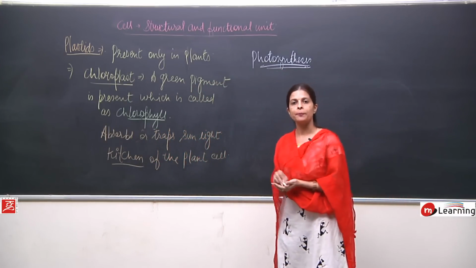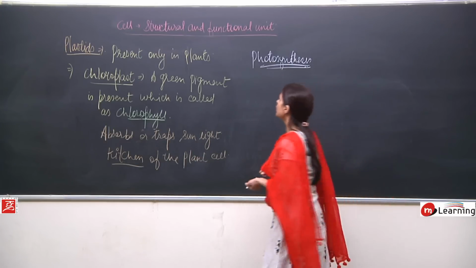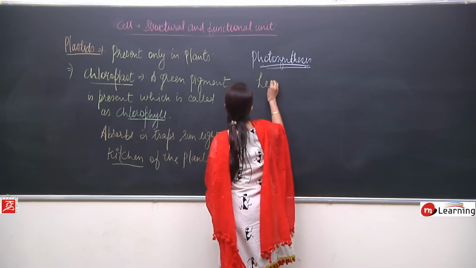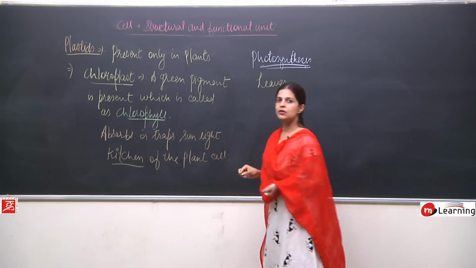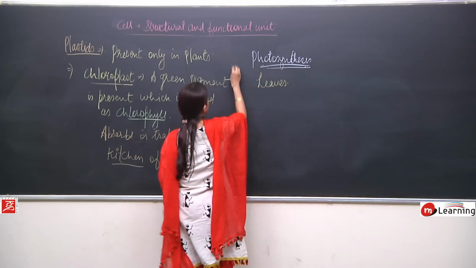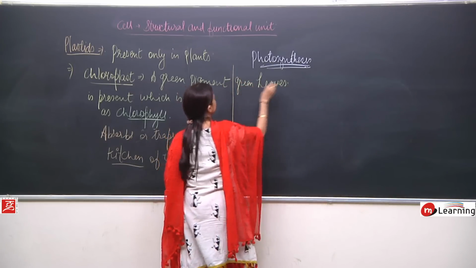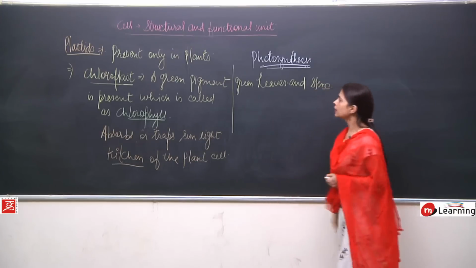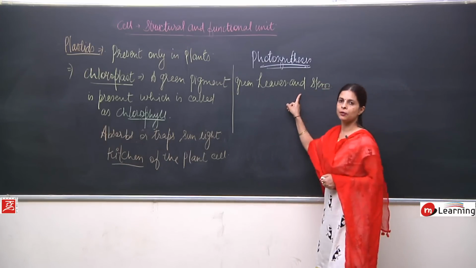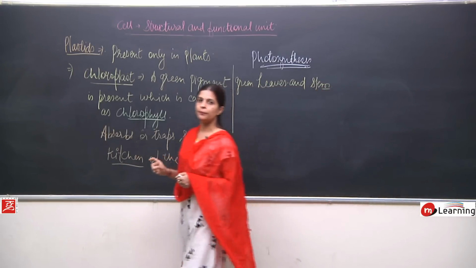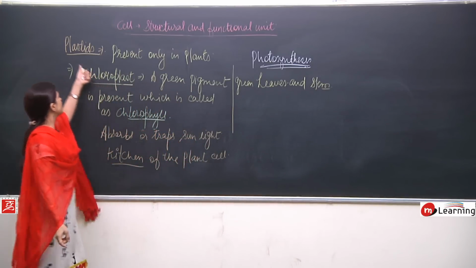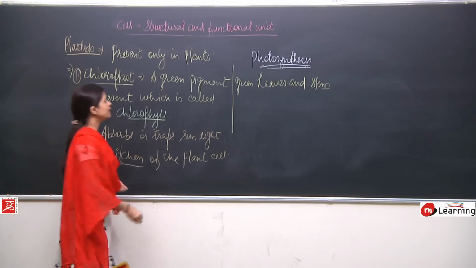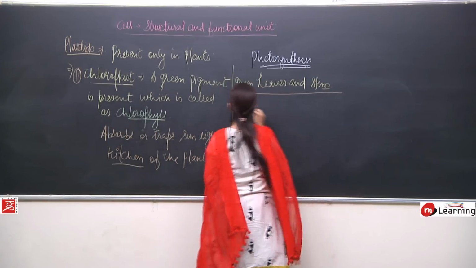And where should it be present? Which part of the plant is responsible for the process of photosynthesis? Obviously leaves, and also the green stem. So I can write it this way: green leaves and stem. So green leaves and stem have chloroplast or chlorophyll. This is the first one, chloroplast. Now we will talk about the second type of plastid.